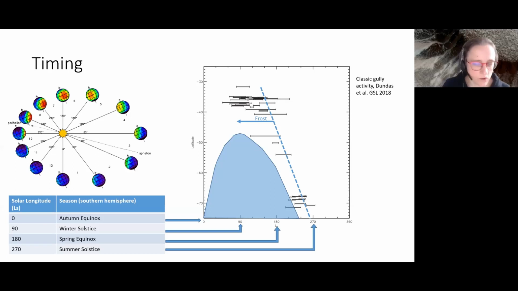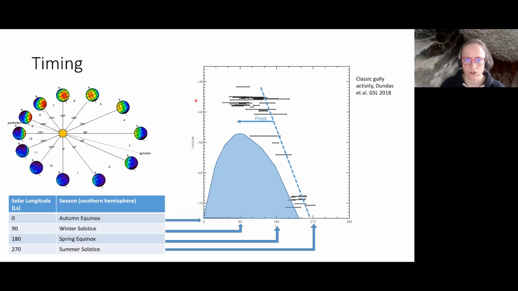Now the hitch with the water hypothesis is this. Maybe transient liquid water could explain some of these gully systems, but the hitch is that when we know the timing of the activity, which is not in very many cases, it happens in winter when carbon dioxide frost is on the surface. So this is what this chart is showing you here.